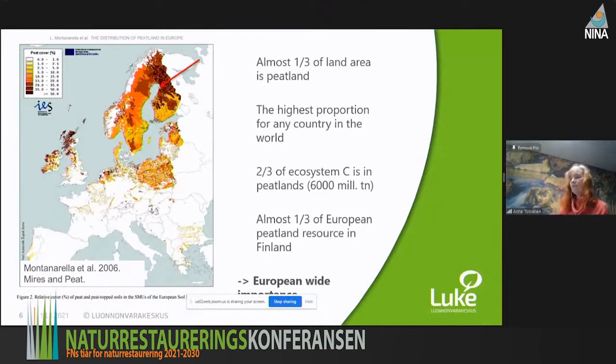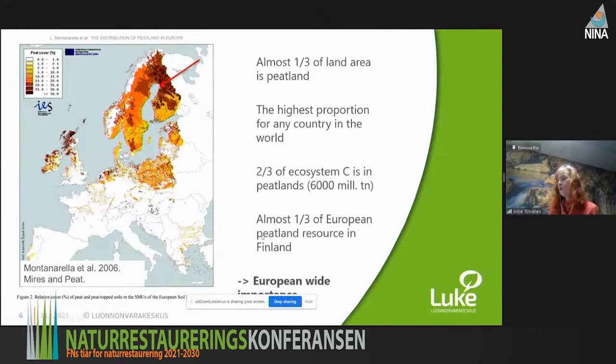So even if we have 1/3 of land area covered by peatland, 2/3 of our ecosystem carbon is in peatland. So it means that they are really significant carbon storage. Percent-wise, they have more carbon than what they cover area-wise. And that reason is that the peat accumulates in thickness.